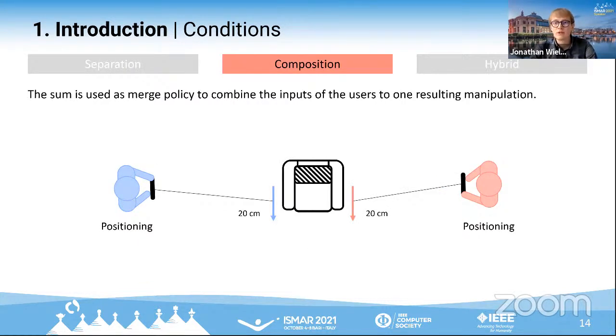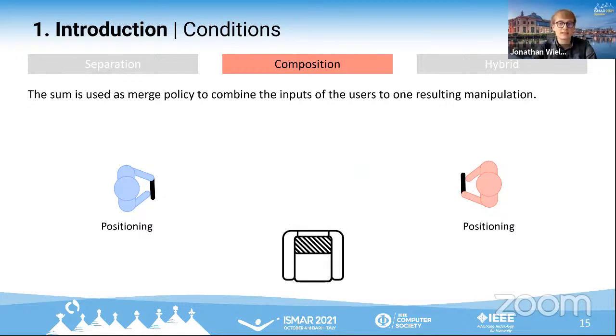Our second technique, composition, only allows users to perform the same manipulation task simultaneously. Then a merge policy, in our case the sum, is used to combine their inputs. So if both users, for example, move the object by 20 centimeters in the same direction, this results, with the sum as merge policy, in a movement by 40 centimeters in that direction.